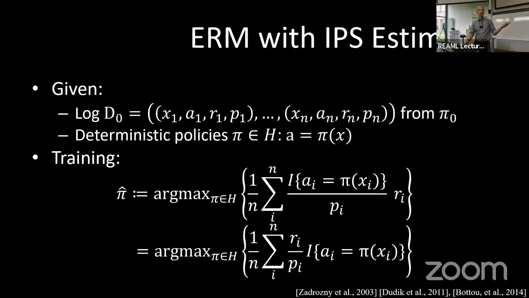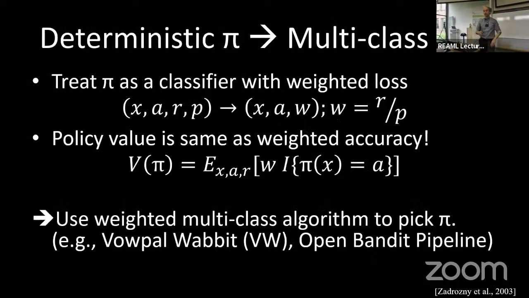Now we can use any weighted multi-class classification algorithm. The weights are the reward divided by the propensity, and then whatever that algorithm optimizes is the expected reward. That's implemented, for example, in Vowpal Wabbit, in the Open Bandit pipeline.